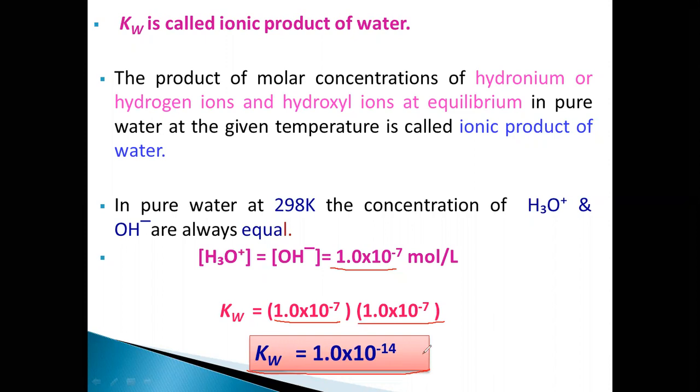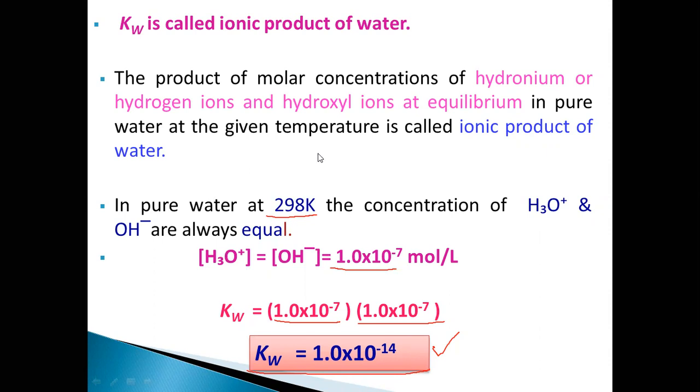the value of ionic product of water at 298 Kelvin in pure water. Okay, and this is universal value. Always remember, the value of ionic product of water is 1 into 10 to the power minus 14, and the value of hydronium ion and hydroxide ion in pure water at room temperature is 1 into 10 to the power minus 7. Understood, student? I hope सबको समझ में आया होगा. Is that clear? So this is called as the ionic product of water.